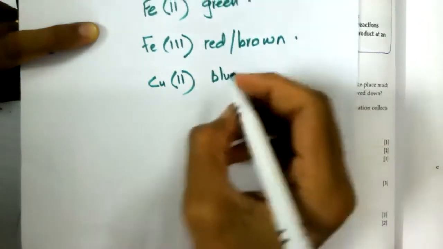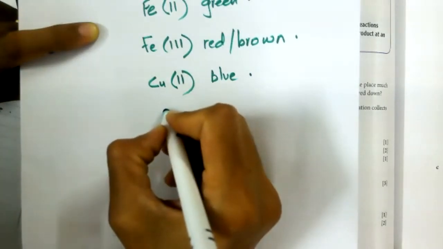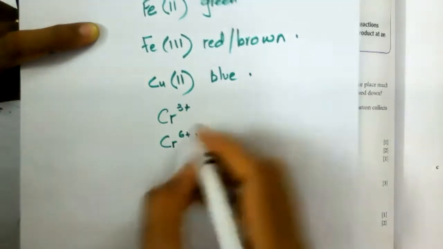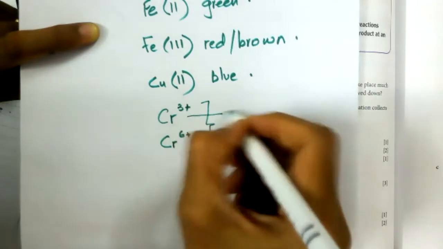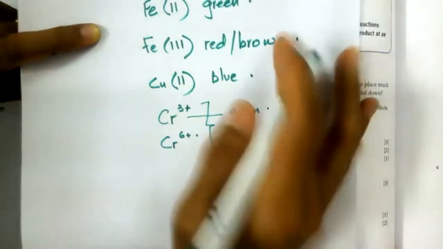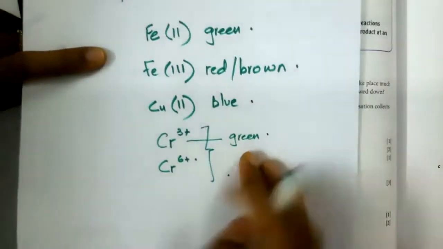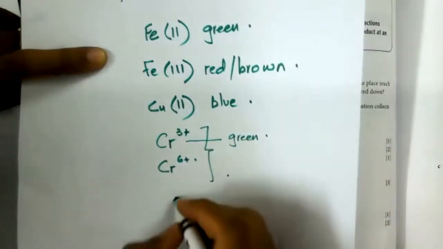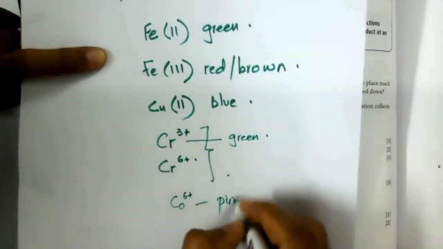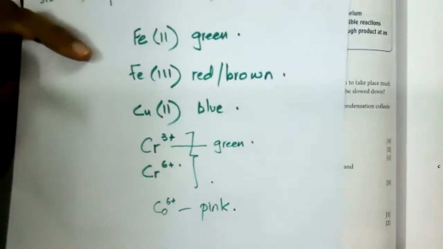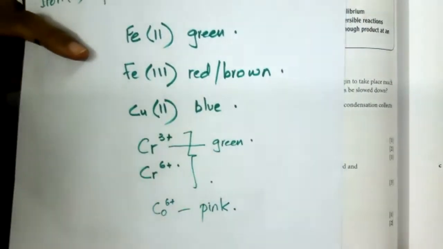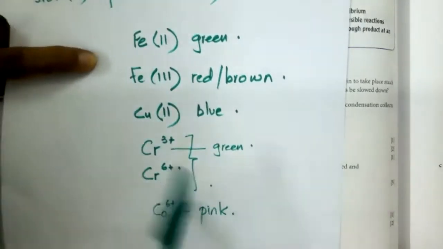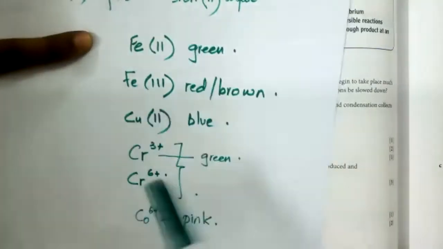Now chromium 3 plus, chromium 6 plus, they also have their color. I think chromium 3 plus is green, if I'm not mistaken. Cobalt 6 plus, I think, is pink in color. You should know these colors. They're very helpful. Keep memorizing them, especially in A levels, they are very, very important, especially in practicals.